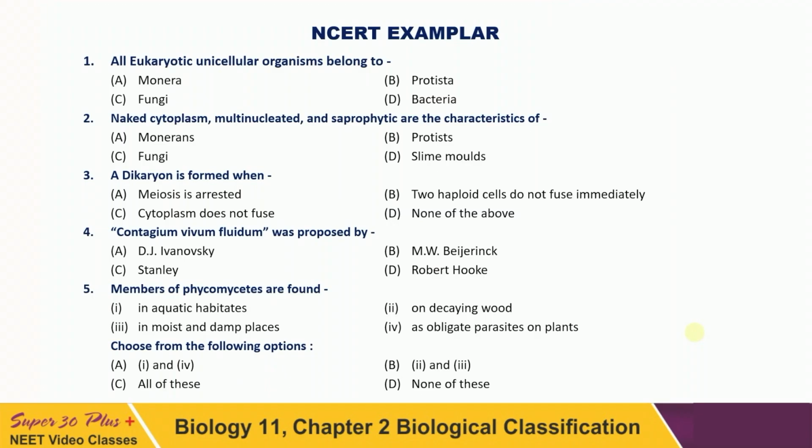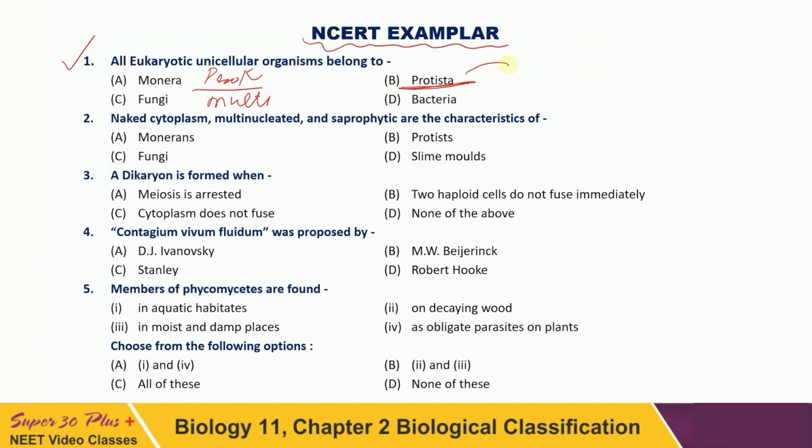As I told you, this is the last part of chapter number 2. At the end of the chapter, we discuss some important questions given in the NCERT exemplars. So for this chapter, a few questions we may discuss here. The first one is, we can read it out. All eukaryotic unicellular organisms belong to, think about it. Monera is also unicellular, but it is prokaryotic. Fungi are multicellular. You can give the answer easily. So this is only Protista.